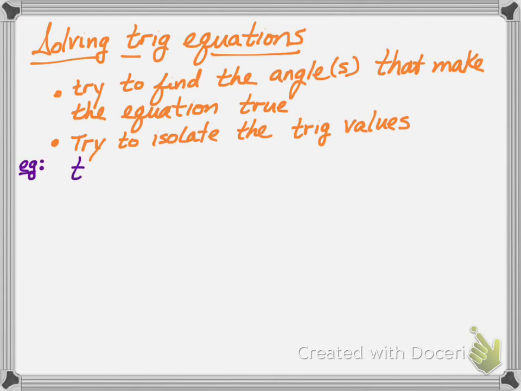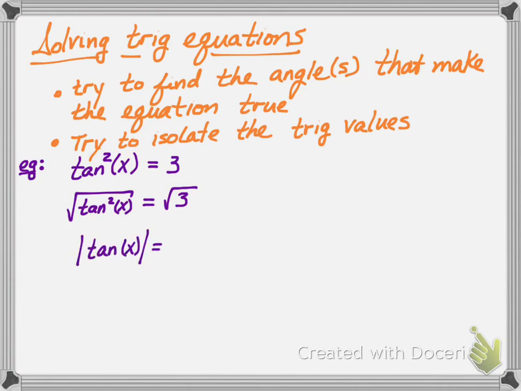So let's look at our first example, tangent squared of x equals 3. We have tangent squared, and to undo the square, we're going to take the square root of both sides. So I have the square root of tangent squared x equals the square root of 3. Notice we did the same thing to both sides of the equal sign. Then the square root of tangent squared is the absolute value of tangent of x. The reason that's true is because the square root is not negative.